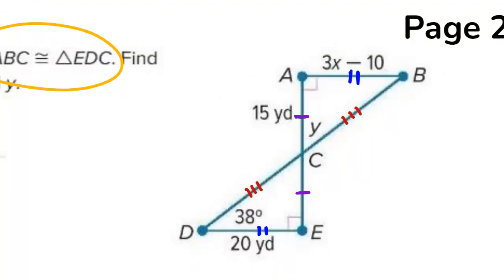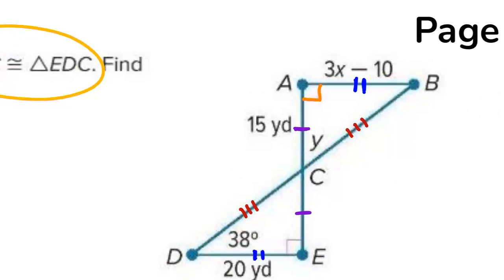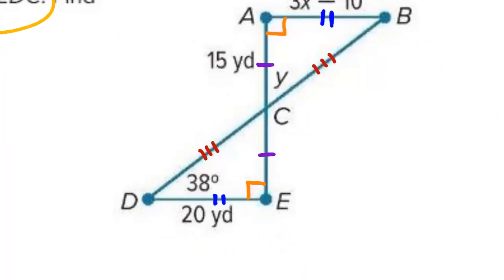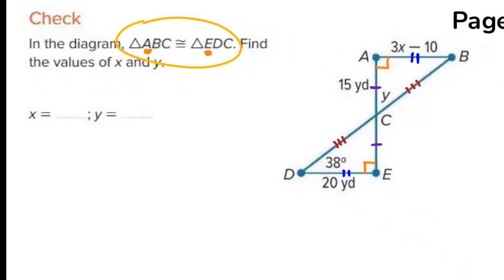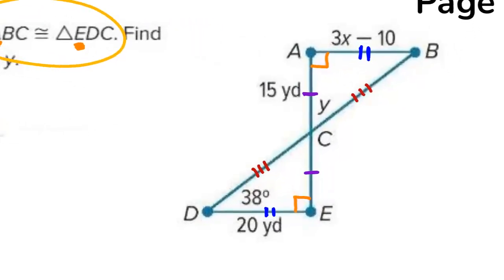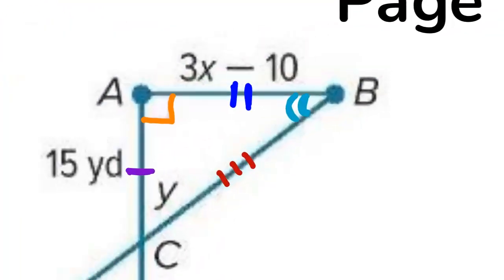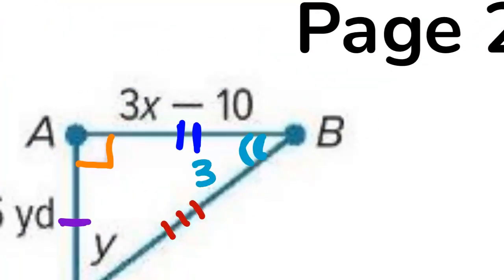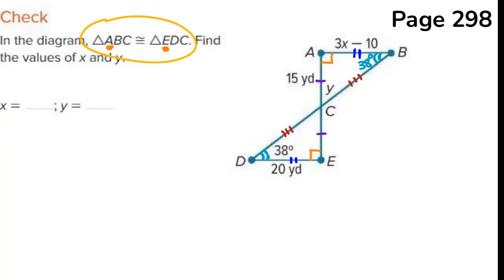All right, talk to me about angles. What angles are congruent? Angle A and angle E, they both have these right angle markings on them, but I also know from my congruent statement because A is first and E is first. What else is congruent? Angle D and angle B. How big is angle D? 38 degrees. So how big is angle B? 38 degrees. I'm going to go ahead and add that to my picture since I know that they are corresponding congruent parts.